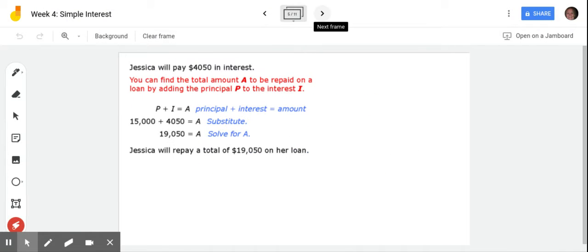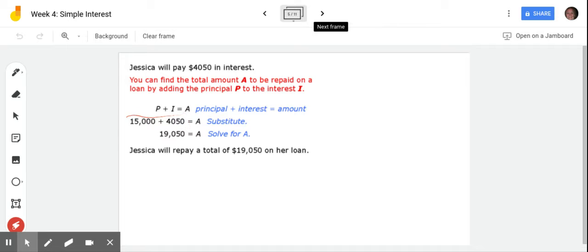What's the total amount she's going to pay? To find the total amount, you have to take the principal and add it to the interest, and that's going to give you the new amount. So 15,000 plus 4,050 gives us 19,050. Jessica will repay a total of $19,050 on her car loan.